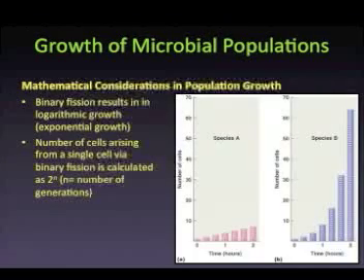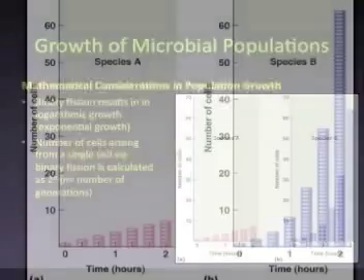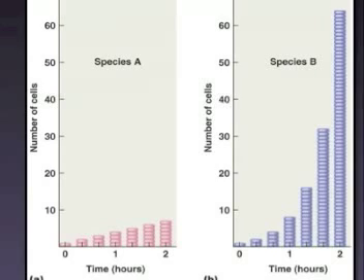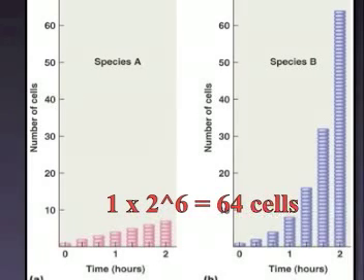The number of cells arising from a single cell that reproduces via binary fission is calculated as 2 to the power of n, where n is the number of generations. Let's look at the organism in the figure that is demonstrating exponential growth to see how we can use this formula. The organism on the right in the image began with one cell and underwent binary fission 6 times. Thus the number of generations is 6. So we can calculate one cell times 2 raised to the power of 6 equals a total of 64 cells.